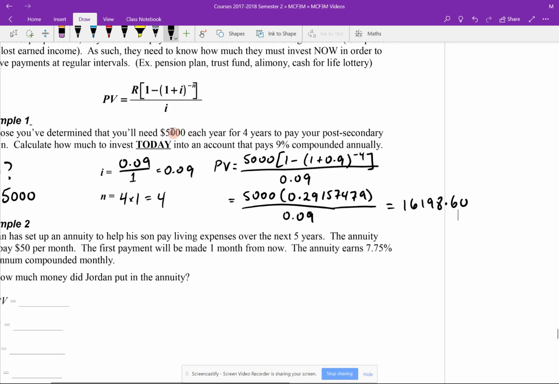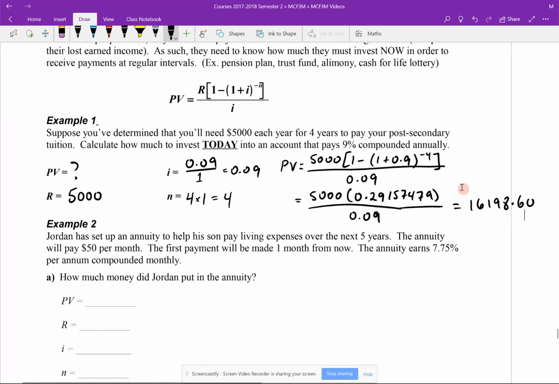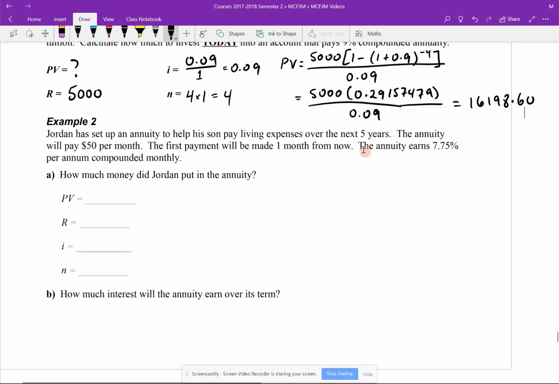Well, okay, remember, $5,000 each year for 4 years. That's $20,000, right? 5,000 times 4 is $20,000. But with interest, I only need to save $16,000 today. So if I save $16,000 today, then when I receive my regular payment, this money gets invested still throughout the time as I'm getting those regular payments. So I can afford to draw $5,000 each year for 4 years so that I can pay for post-secondary tuition, college or university tuition. So this is how present value works. Okay, so example number 2.